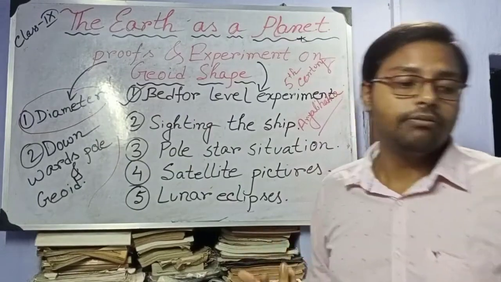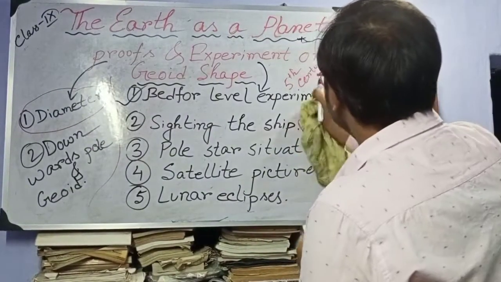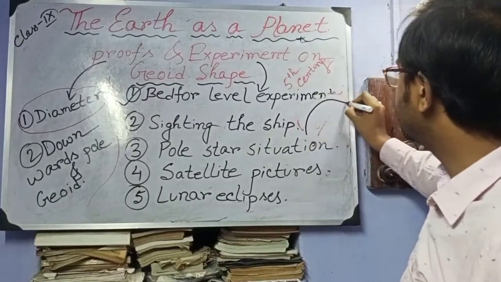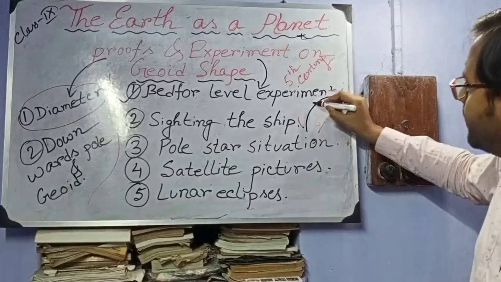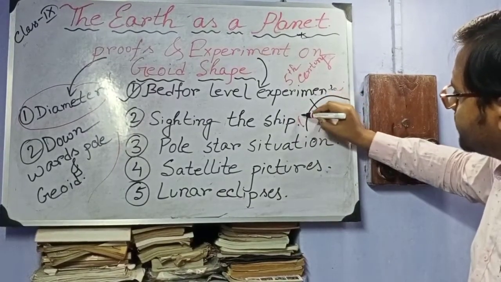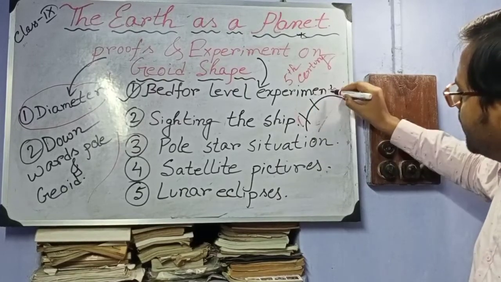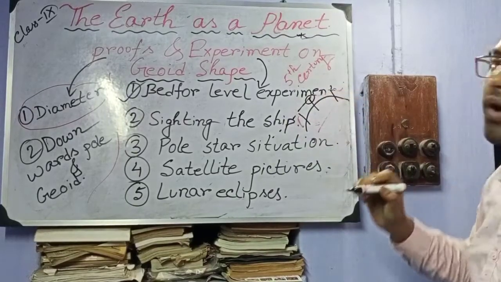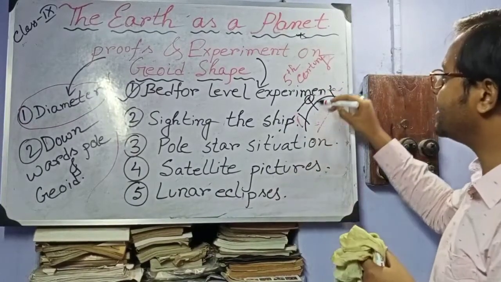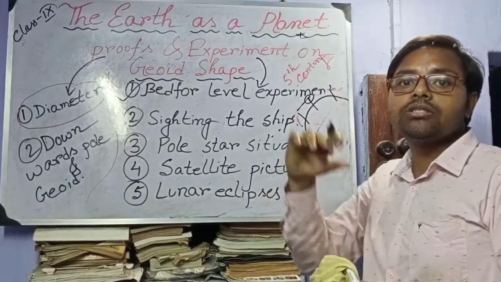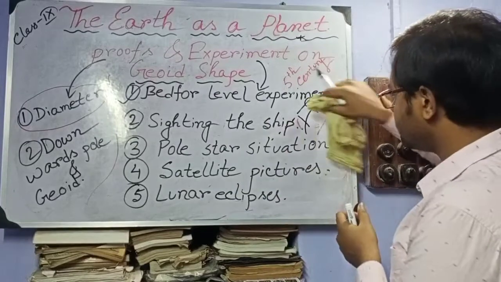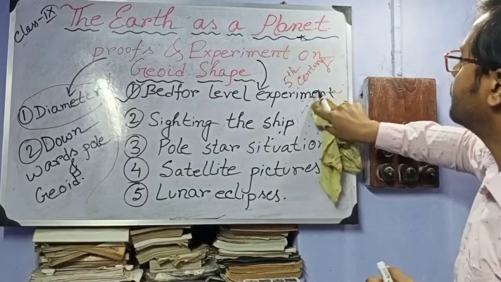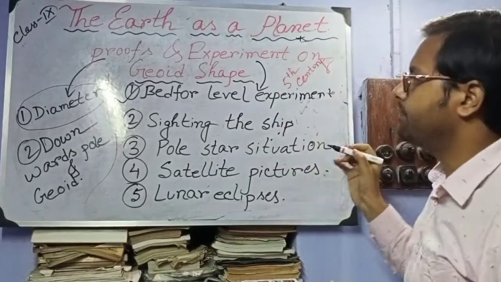Why can this be possible? Because if the earth is circular or spherical, and if we put up 3 same length sticks at the same depth, then if we see from here, we can see first the middle one. That proves that the earth is a spherical shape. The earth has its circular or geoid shape. This is the first proof for this topic.